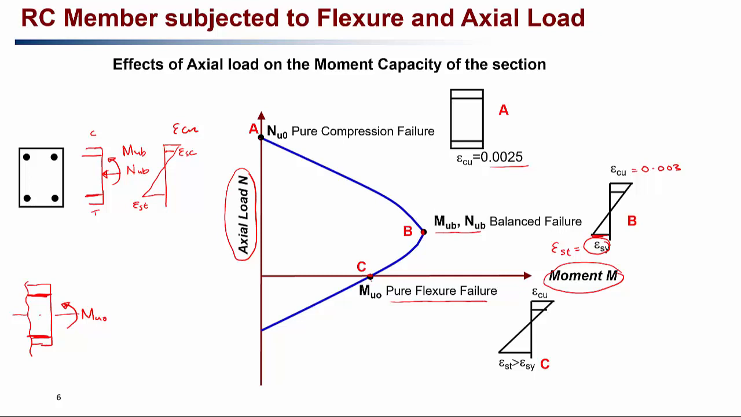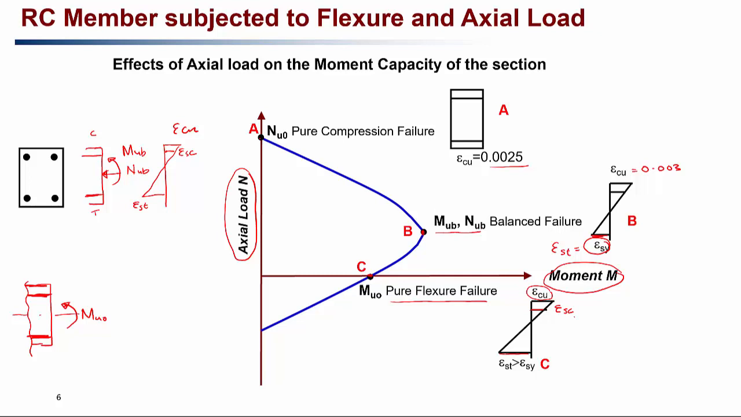Now for point C, where it is subjected to pure flexural stresses, we can see that epsilon Cu is the crushing strain of concrete at the topmost fiber, like a beam, and epsilon St is greater than epsilon Sy, so this steel is yielding. And we have the compressive strain in the compression steel, epsilon Sc. So that is the strain condition for pure flexural failure.